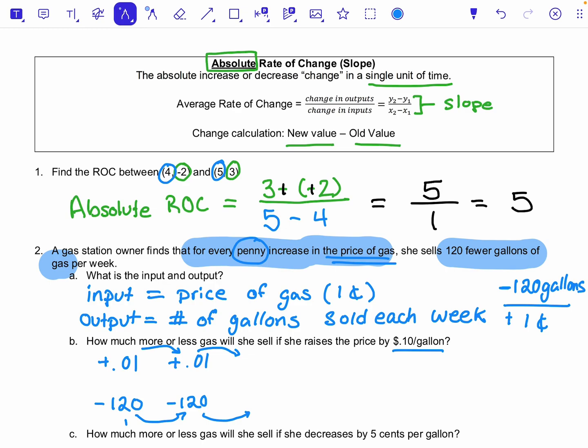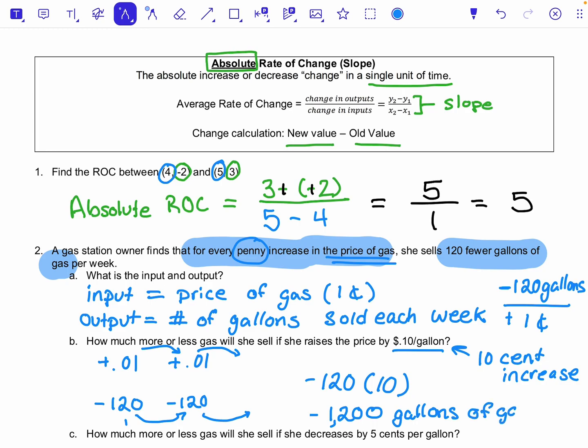Or I could think of it as, for each cent, she sells 120 fewer gallons, and we would have that 10 times here, right? Because this is a 10-cent increase. So we're going to have that rate of change 10 times. So a negative 120 times 10 would be negative 1,200 gallons of gas. So she would sell 1,200 fewer gallons of gas if she raised her price by 10 cents per gallon.